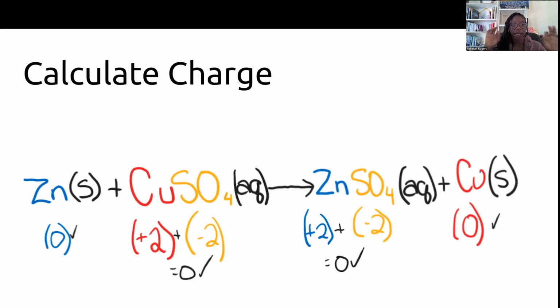Zinc is a solid, and as we previously stated, all solids have a formal charge of 0. That also checks out with the charge shown above, the charge overall assigned to zinc as a molecule itself. Copper sulfate is two different things bound together, copper and sulfate, and so I have to separate those two into their formal charges.